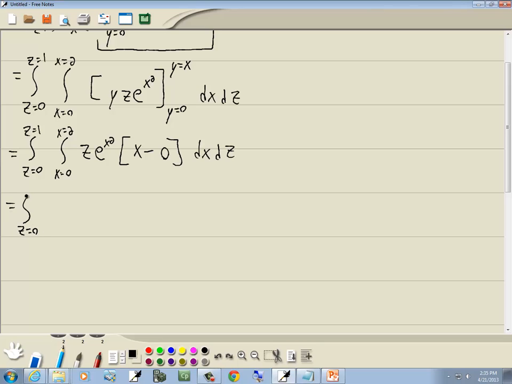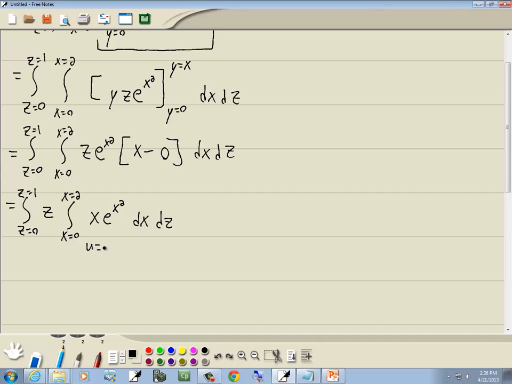So we've got z is equal to 0 to z is equal to 1. And the z here would be the constant portion. So we could, if we wanted to, even put it out in front of this. You can't put it clear out in front, but put it out in front of this integration. x equals 0 to x equals 2. And then I got x e to the x squared dx dz. This is a u substitution.